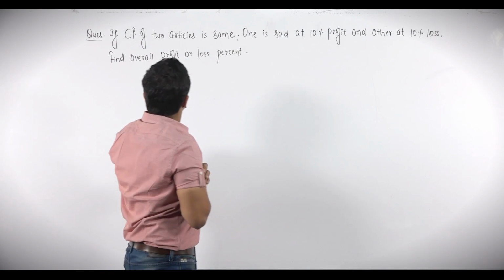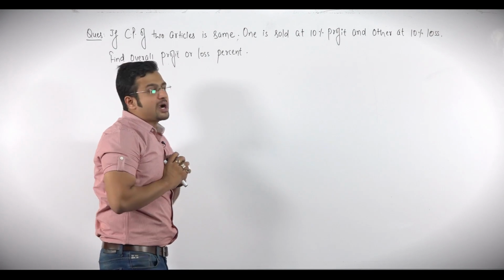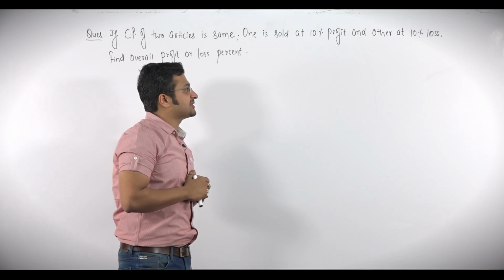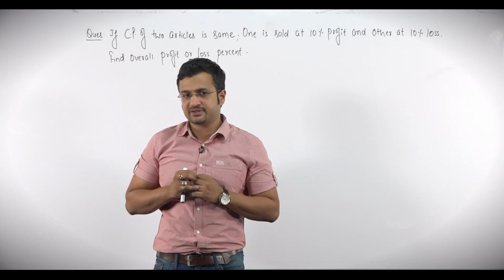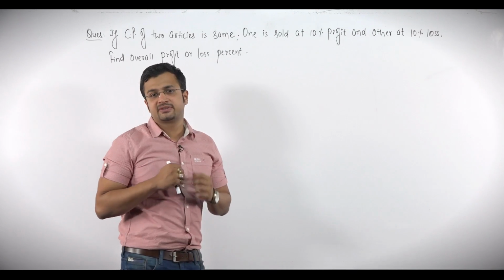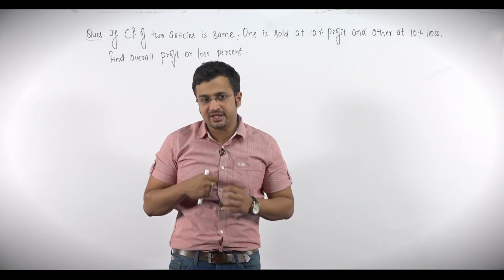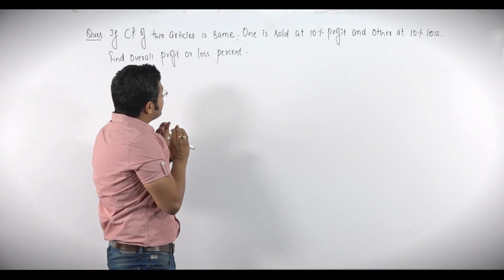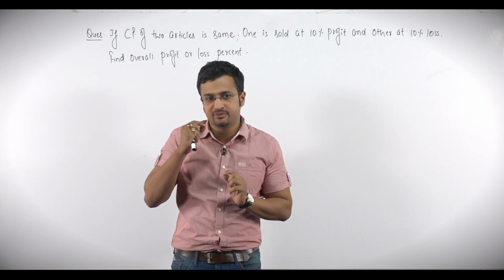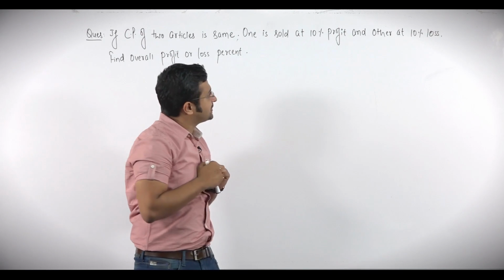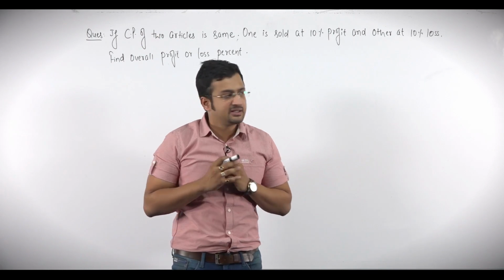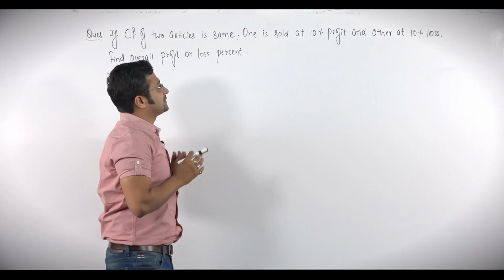So our next question is, if CP of 2 articles is same, one is sold at 10% profit and other at 10% loss, find overall profit or loss percent. So this question asks, 2 articles are purchased at the same cost price. That means 2 आर्टिकल मैंने सेम कॉस्ट प्राइस में परचेज किए, एक को 10% प्रॉफिट पर बेचा और दूसरे को 10% लॉस में बेचा. तो मुझे बताना है कि ओवरऑल प्रॉफिट या लॉस परसेंट कितना होगा.